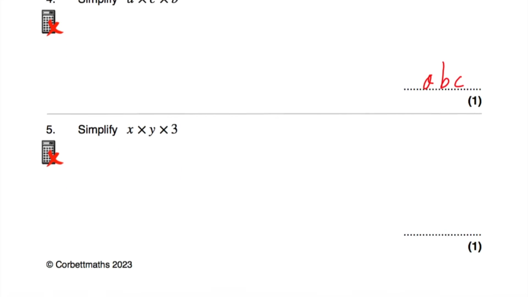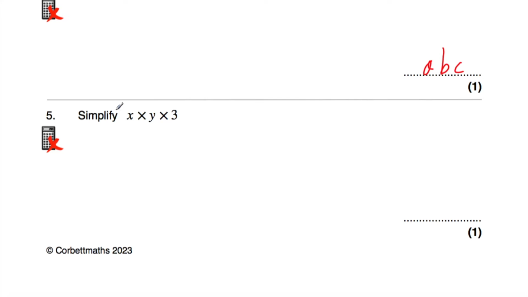Okay, let's have a look at our next question, question number 5. Question number 5 says simplify x multiplied by y multiplied by 3. Whenever we multiply these terms together, we're going to put our 3 at the front, so it'll be 3. And then we've got xy, and in alphabetical order, that'll be xy. So the answer would be 3xy. Just putting the 3 at the front, and then putting the letters after it in alphabetical order.